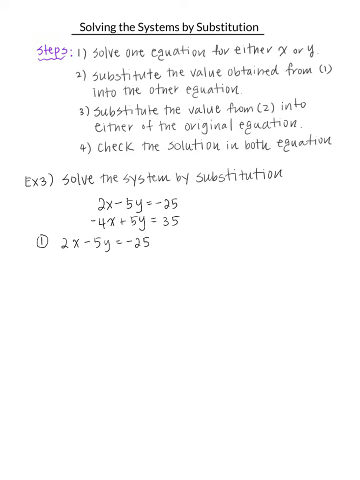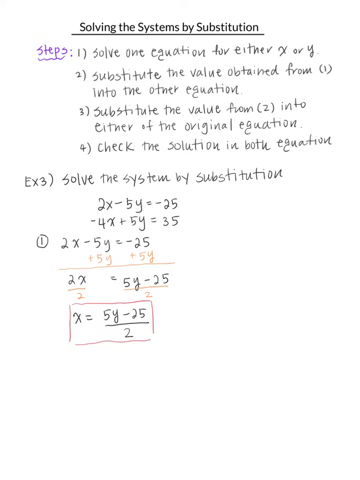All right, so here what do we need to do? I need to add 5y to both sides. Then here you're going to have 2x equals negative, let me just write it as 5y and then minus the 25. Okay, so now what we need to do is divide everything by 2. So then we're going to have x equals 5y minus 25 all over 2. Okay, so let me box that because this is very important information. So that's your step number 1. It says again, solve one equation for either x or y.